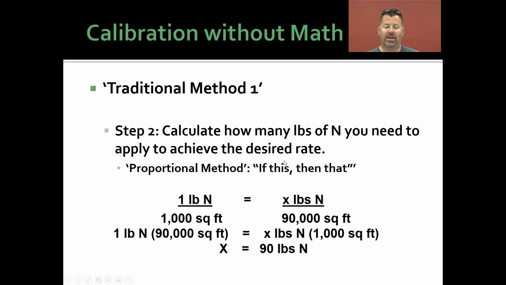So, step 2 is to calculate how many pounds of nitrogen you need to apply to achieve the desired rate. Proportional method, if this, then that. So we have 1 pound of nitrogen, guys. So we're putting our 1 over the 1,000.